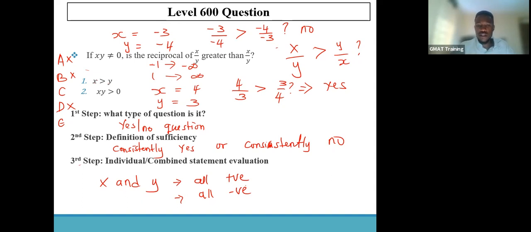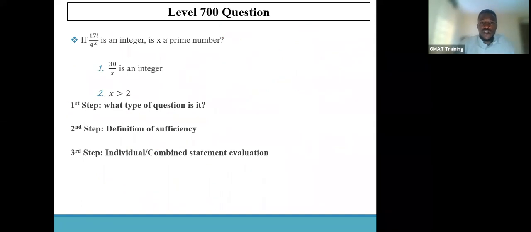Right, so on to the final question. This is a level 700 question, and the reason for that is just because it requires a higher level of critical reasoning, so it would be expected that not a majority of the students will be able to solve it. It states that if 17 factorial divided by 4 raised to power x is an integer, is x a prime number? So this is a combination of other topics as well as numerical forms.